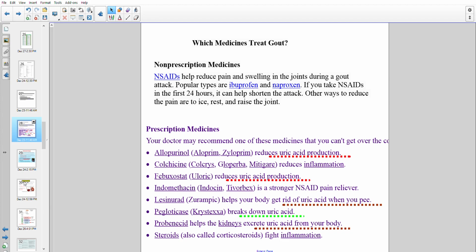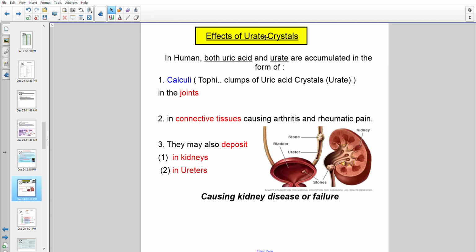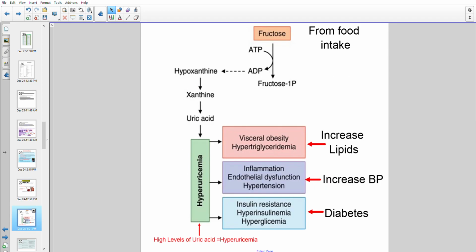Now, so we looked at the acute effects of these. I mean, we looked at the effects of kidney stones in the joints, which we call arthritis, and in the kidneys, right? Now, but this is more important here. Hyperuricemia means high levels of uric acid, all right? And we said it's going to cause gout, kidney stones, etc. This diagram here shows you that you can also produce uric acid from fructose, and this is the chemical pathway here. Fructose is broken up to fructose 1-phosphate, to hypoxanthine, xanthine, and then to uric acid.